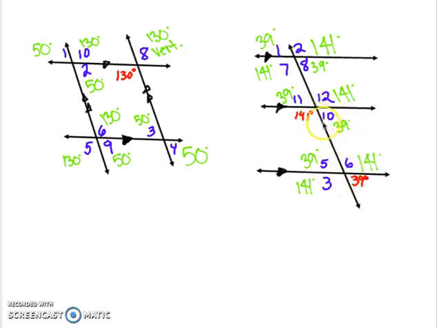Angle 10 is an exterior angle, and so is angle 2. So we've got angle 10 and angle 2. Since they are same side exterior angles, they would have to be supplementary. So if we knew that this one was 39, then we could take 180 minus 39, and that gives us 141 for angle 2.